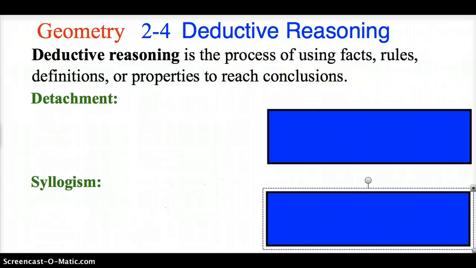Today we're covering section 2-4, which is on deductive reasoning. Earlier we talked about inductive reasoning. Remember, that was when I got that stomach ache. I'd eat pizza, I'd get a stomach ache, I'd eat pizza, I'd get a stomach ache, and then I started to come to the conclusion that every time I ate pizza, I got a stomach ache.